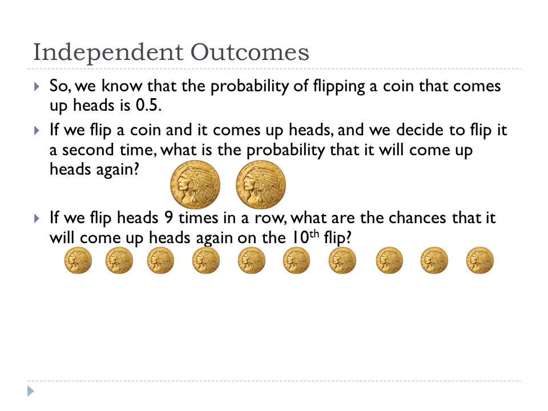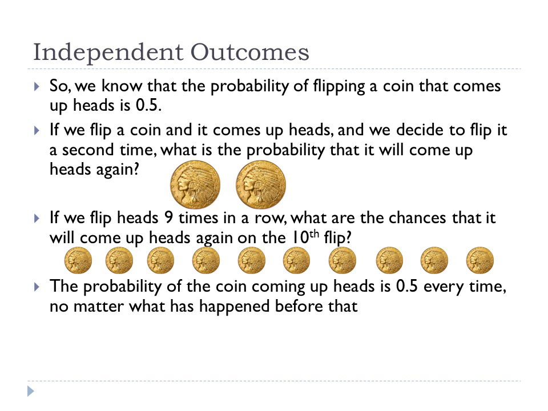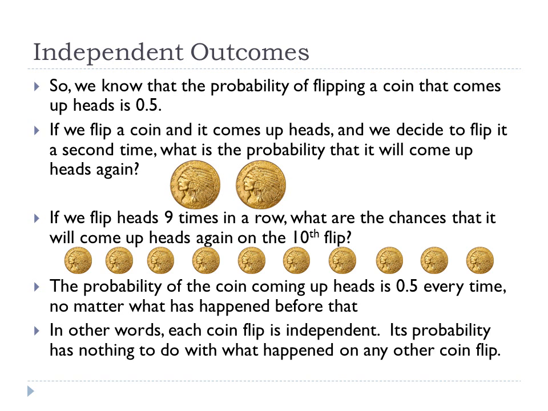And that's the only thing that matters, no matter what has happened before that, right? So just to underscore, the probability of that coin coming up heads is 0.5 every single time, no matter what has happened before you flip the coin, right? And so the way we would state that in a discussion of probability, we would say that each coin flip is independent. That means the probability of it coming up heads on any given flip has nothing to do with what happened on any other coin flip.